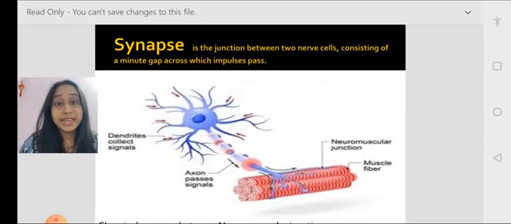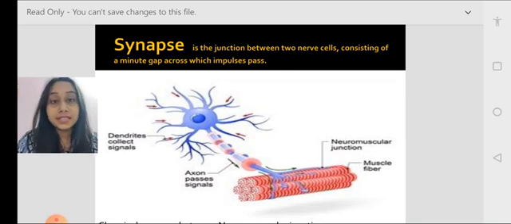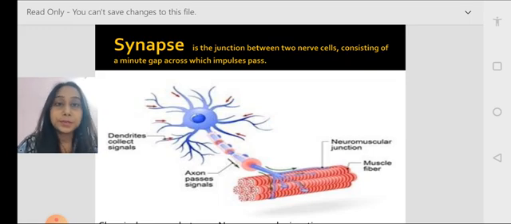So what is a synapse? Synapse is a junction between two nerve cells consisting of a minor gap across which impulses pass. So very simply, what is a synapse? Synapse is a junction between two neurons. That gap or junction, that space is very minute, and through that space the impulses can flow. Sometimes this synapse is also between a neuron and a muscle cell.